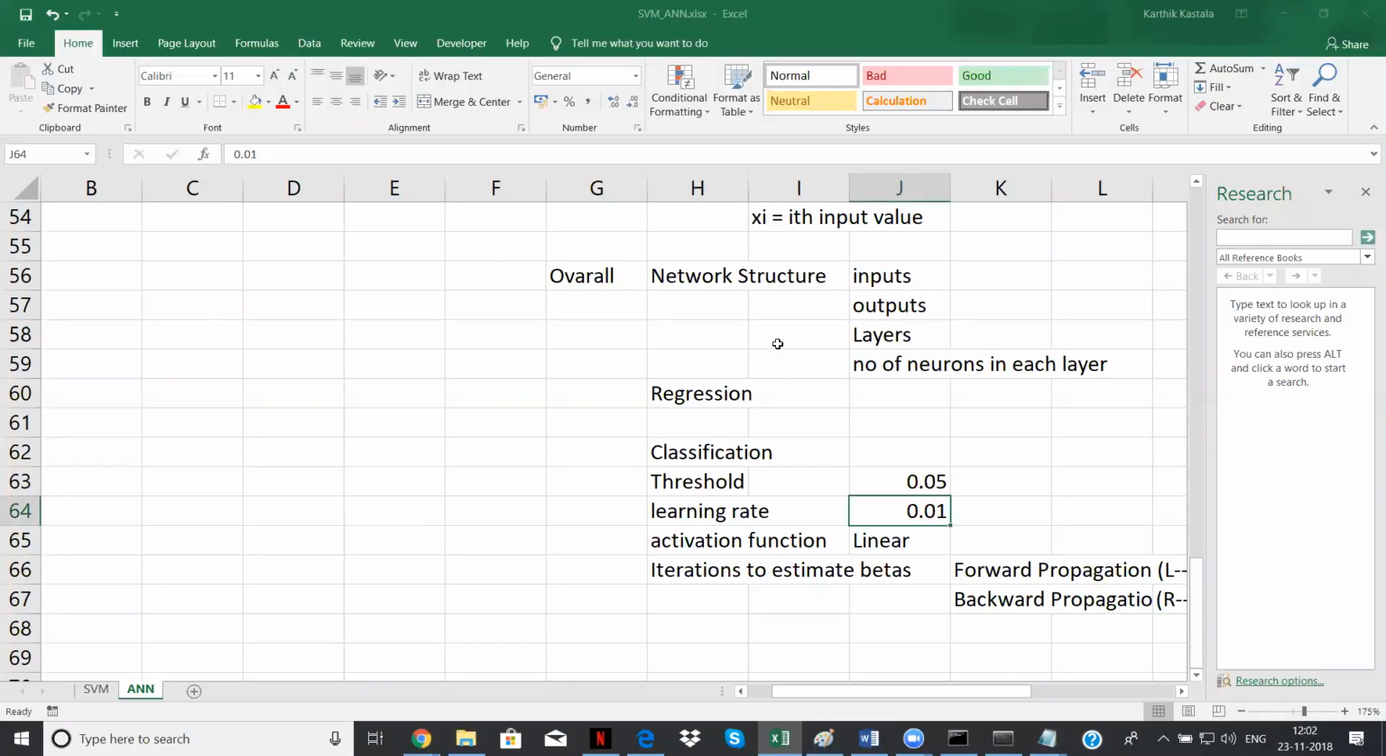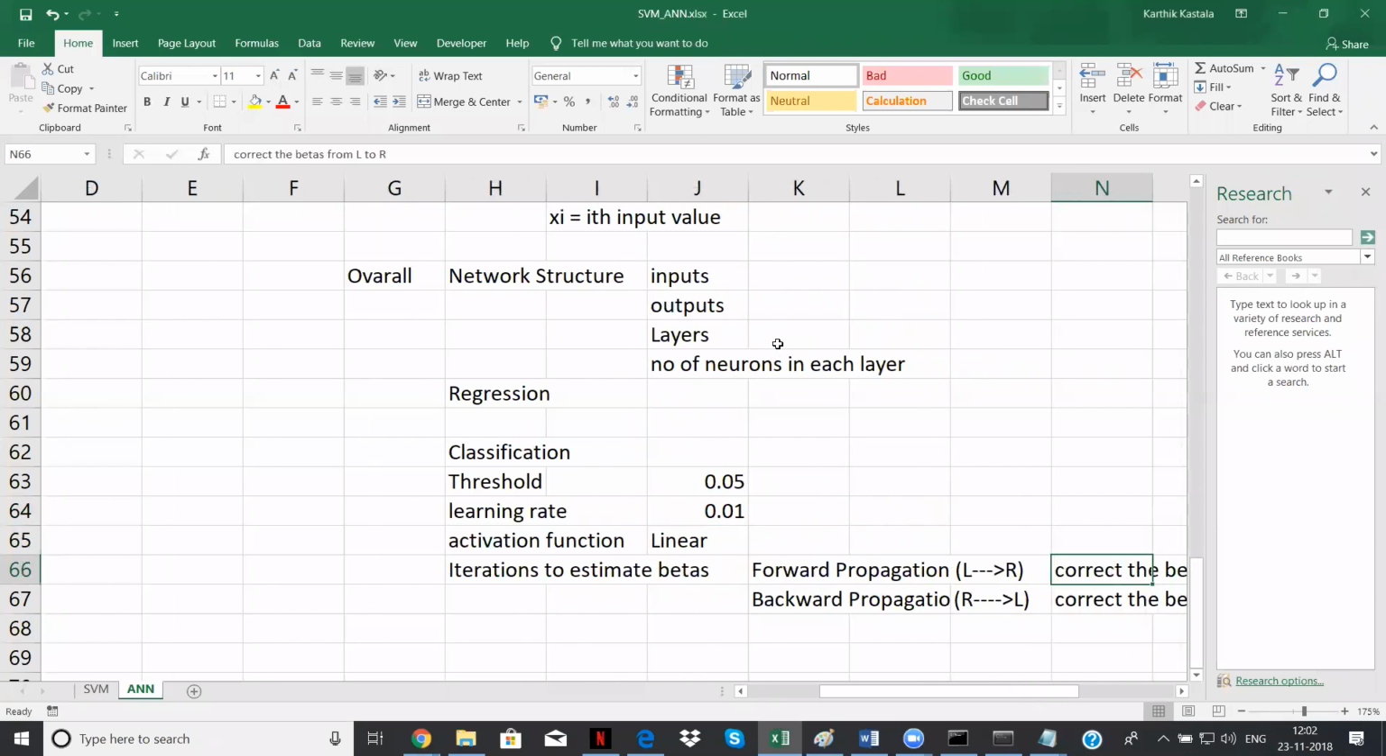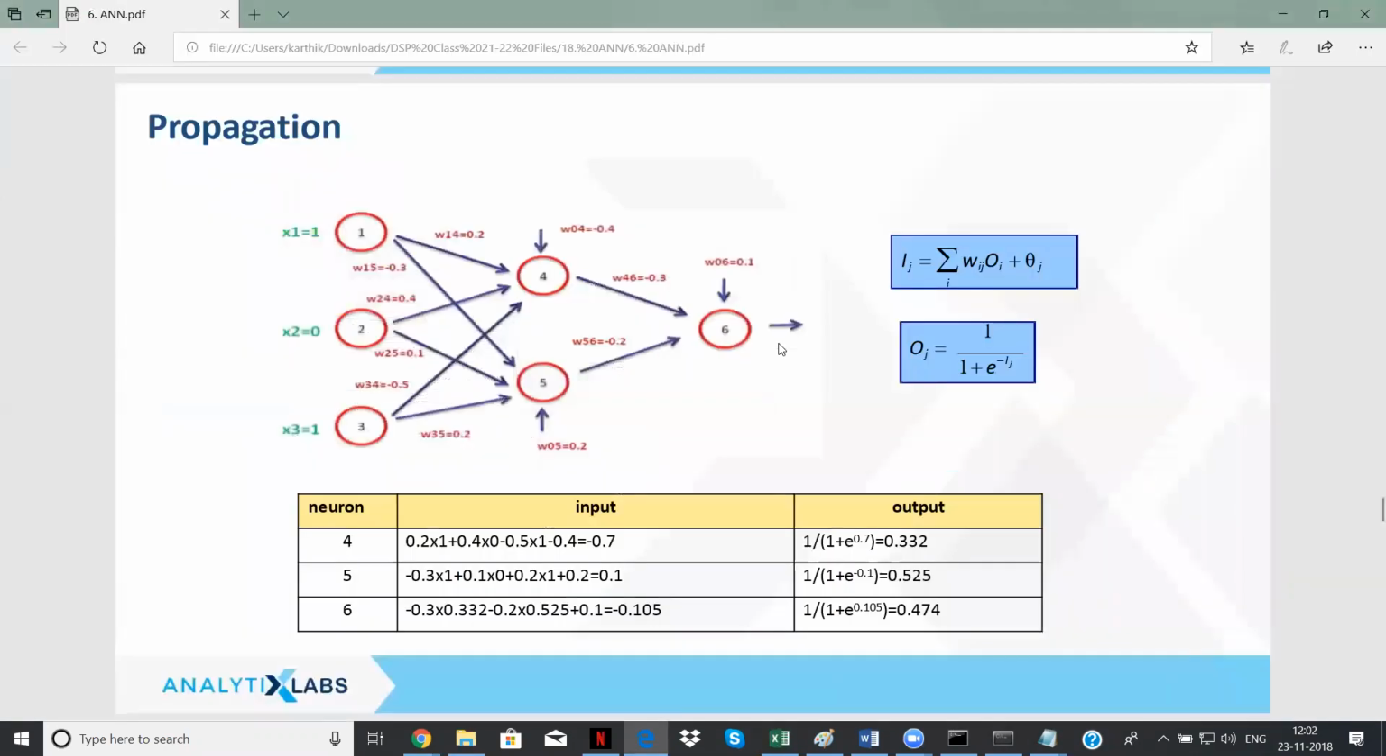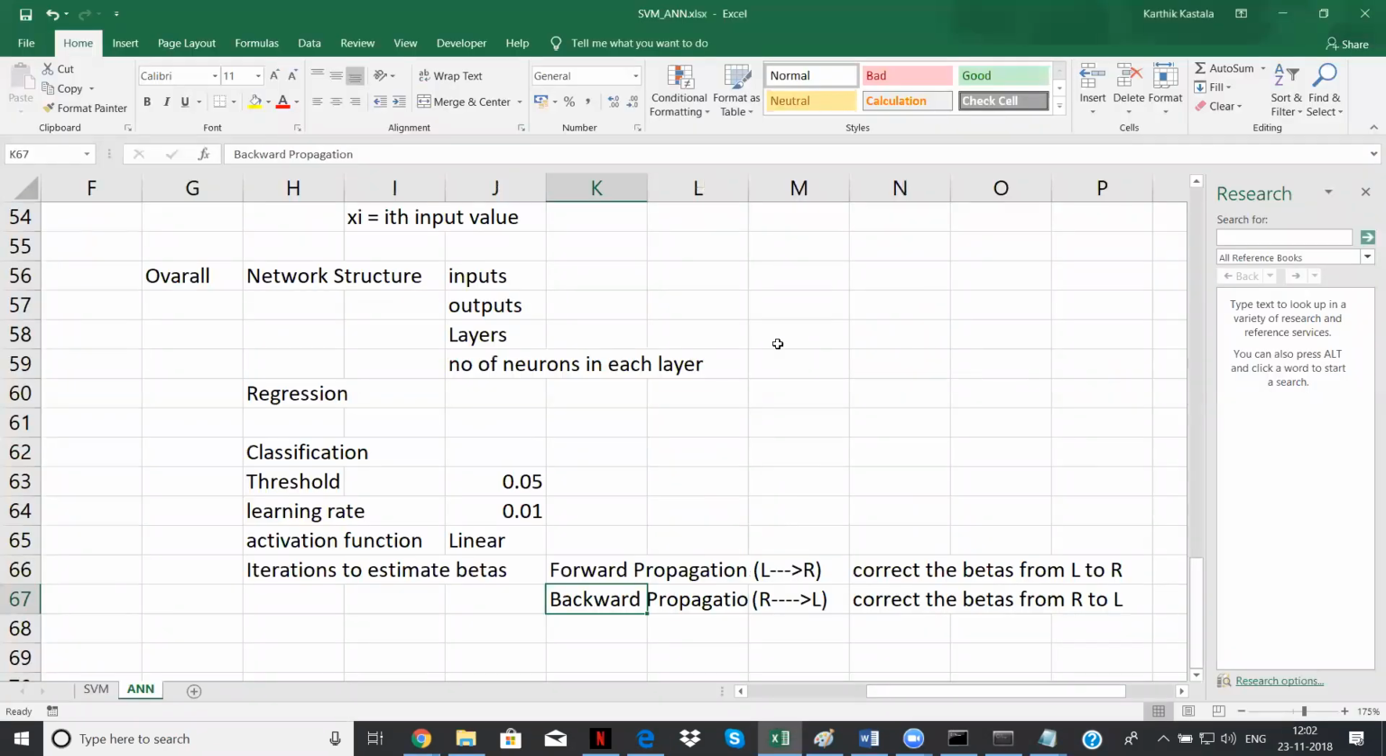Now, I have two ways of estimating betas, two kinds of iterations. One iteration, what we have seen, is a forward propagation, left to right. The other can be a backward propagation. So this is also the last input that you can pass. What kind of iteration do you need? So number of iterations and what kind of iterations would you proceed with? You can have forward propagation, or you can have backward propagation. There are two methods to pass, right?